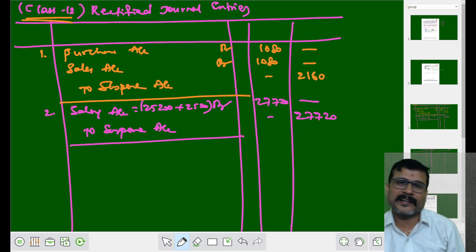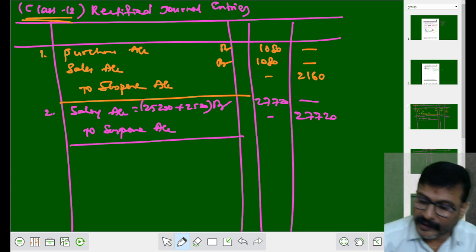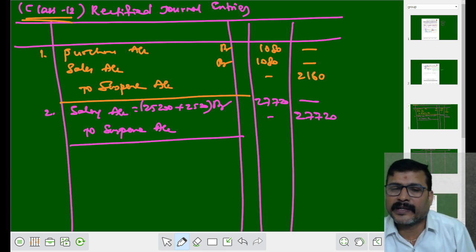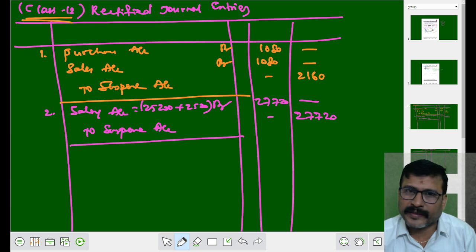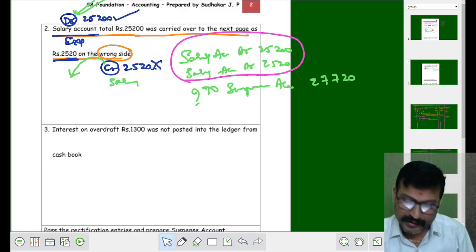Instead of writing salary 2 times, you write salary only 1 time with an amount of 27,720. Being wrong credit in salary account is rectified. I hope you got it right. See the next one.